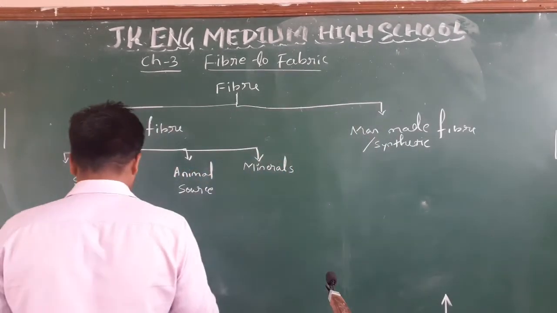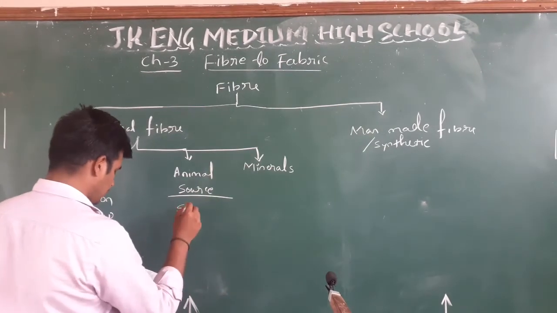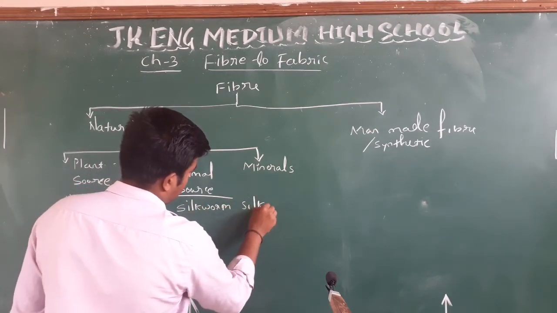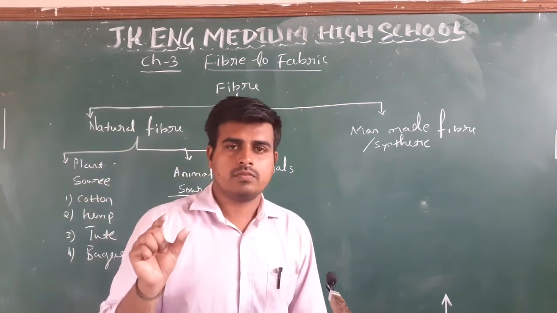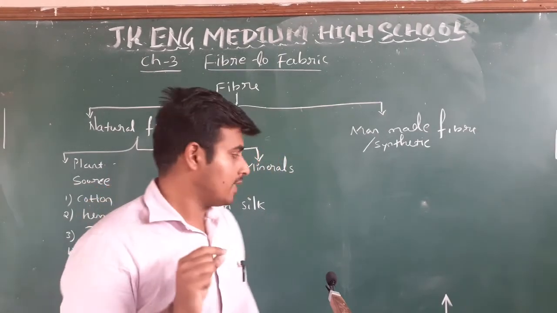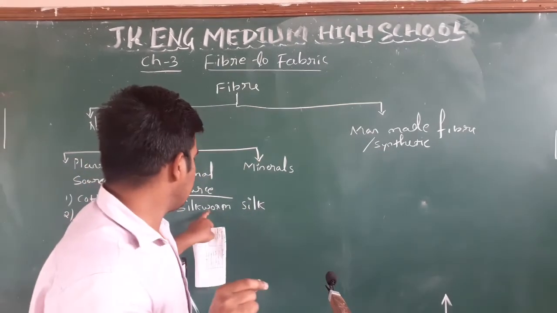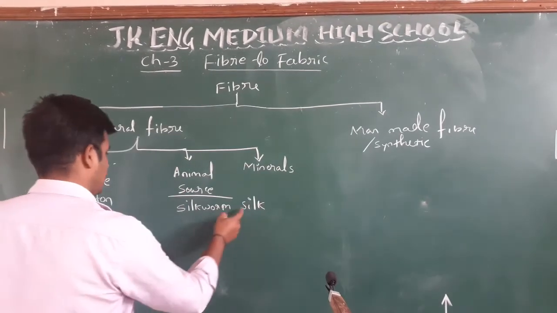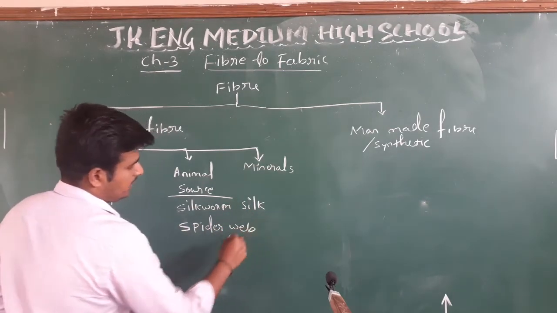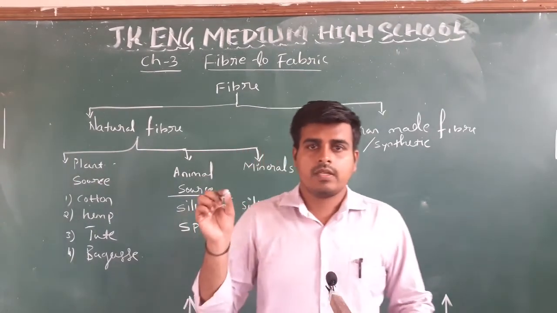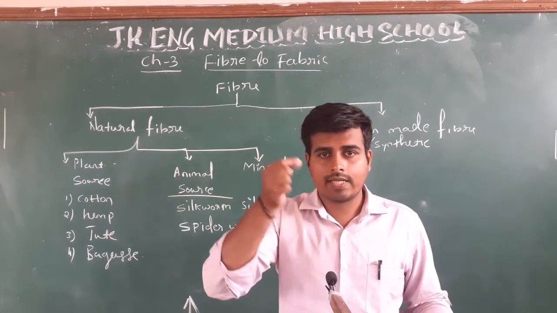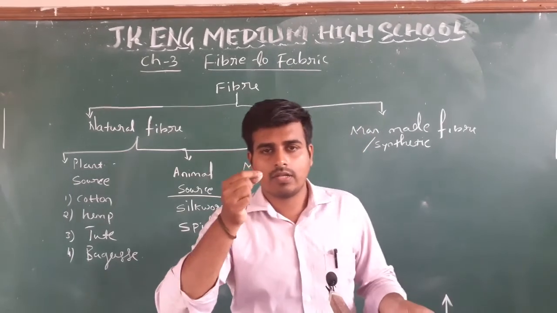So in animal source, silkworm. Silkworm is a worm, one insect. It also produces a thread-like structure that is known as silk. The fiber produced by a silkworm is known as silk. Spider web is also a form of fiber only. Have you observed the spider web? Thin thread-like structures are there in the spider web. They are all nothing but fiber only.